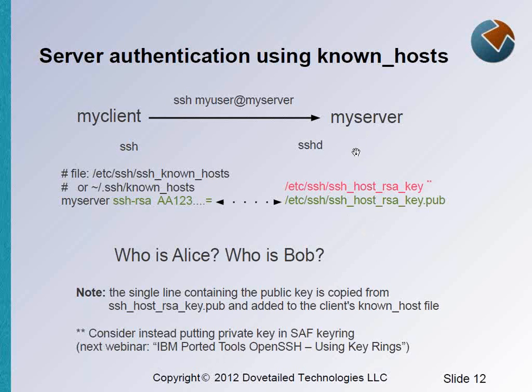I'll mention a note down here. This red file, the private key, is in a file system. You've got to make sure you protect it. Only root, only UID 0 superuser, should be able to read it. You don't want anybody else to be able to read the private key file, which is why in the next webinar we're going to show how you might want to not even put it in a file system, but put it in a key ring in RACF or ACF2 or Top Secret.